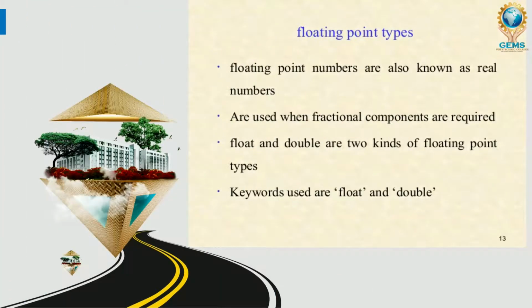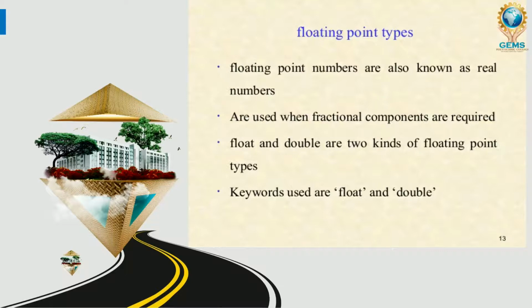Floating point numbers are also known as real numbers. They are used when fractional components are required. Float and double are two kinds of floating point types. I already said floating point types: one is float, second one is double. Those are two kinds of floating point types.